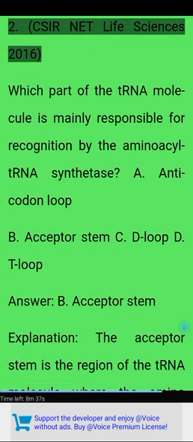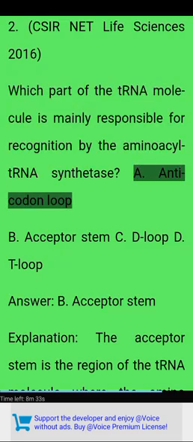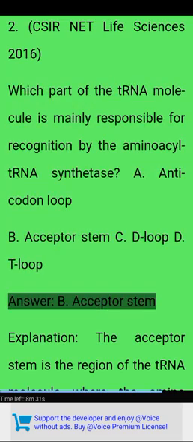2. CSIR NET Life Sciences 2016. Which part of the tRNA molecule is mainly responsible for recognition by the aminoacyl tRNA synthetase? A. Anticodon loop. B. Acceptor stem. C. D loop. D. T loop. Answer. B. Acceptor stem.